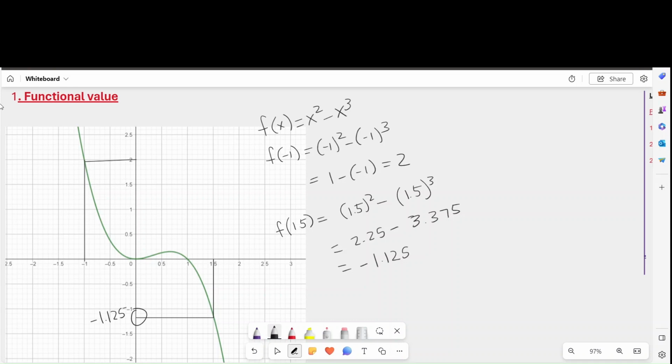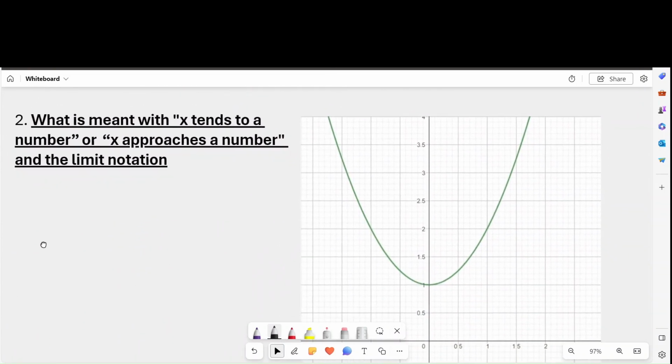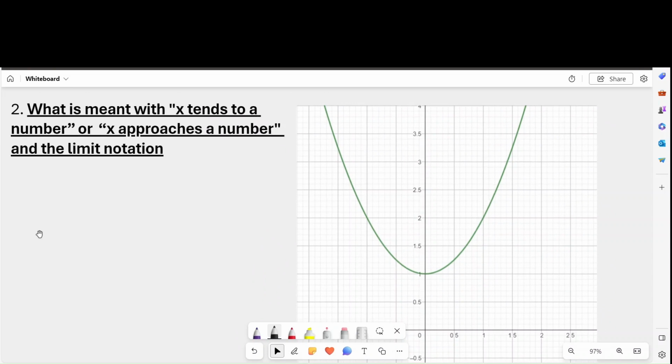Next, we will be looking at the concept of tends to or approaches in conjunction with a limit notation. For this illustration, I will use the graph f of x equals x squared plus 1. Now, it is important to realize what the concept of a limit seeks to investigate. When we calculate the limit of a function at a point, say x, we seek to investigate what happens to function values of numbers close to or in the vicinity of x. For example, let's take x equals 1 in this example.